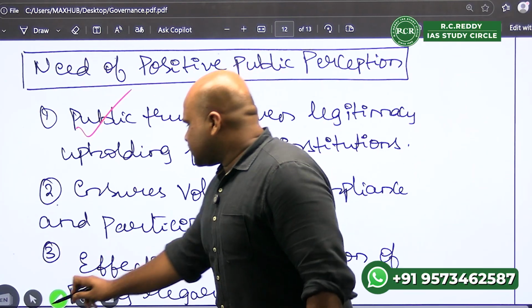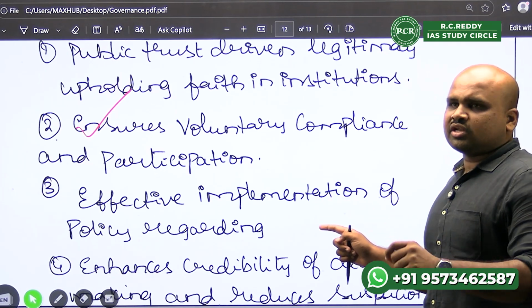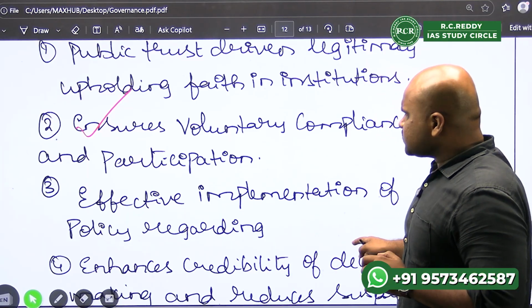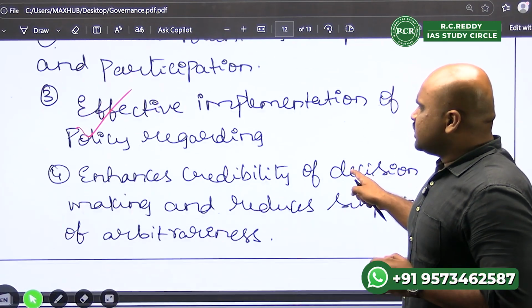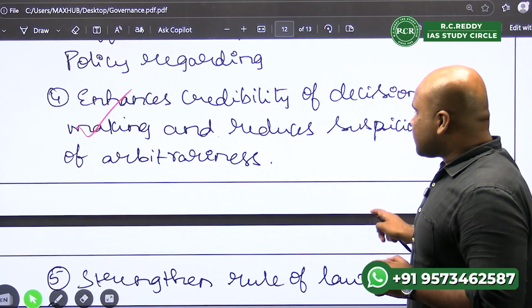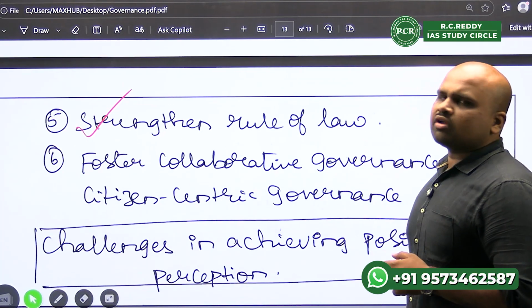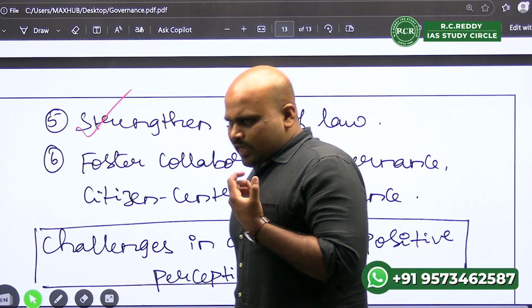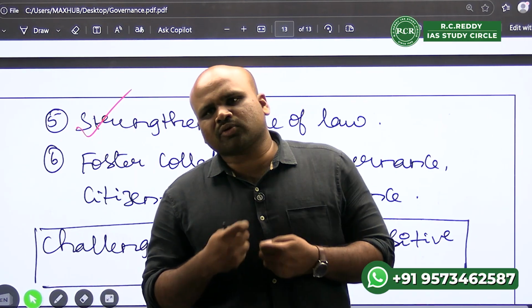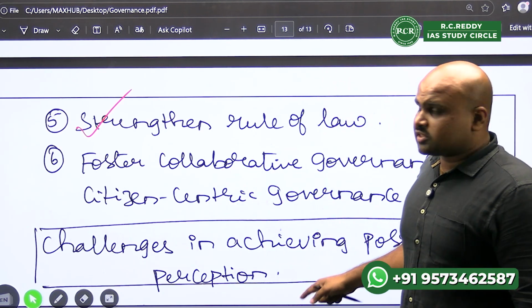It is important to maintain the public trust because that enables legitimacy as well as better implementation and also upholds the institutional setup which is existing in the administration, and also enables voluntary compliance, effective implementation of policies, enhances credibility, reduces arbitrariness with respect to policy implementation, strengthens rule of law, and more importantly, whenever a positive perception is maintained with respect to civil services, there is a greater scope for collaboration with multiple stakeholders present in the governance. So that can be seen as a positive outcome here.